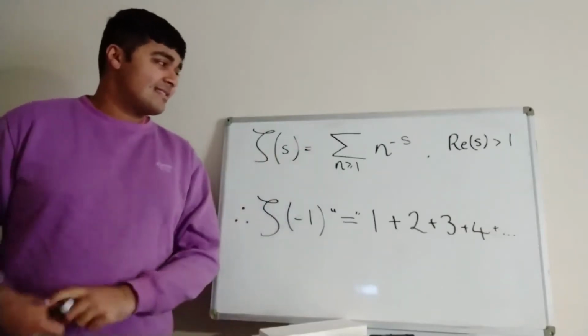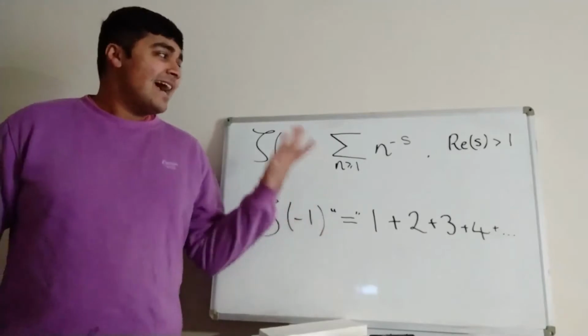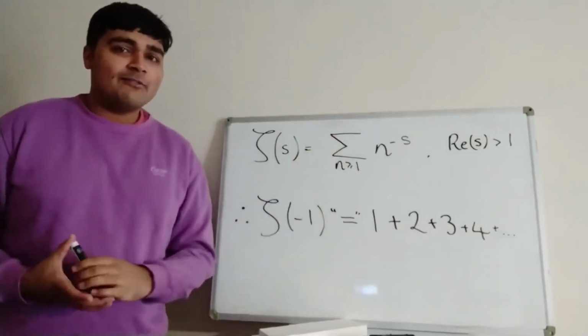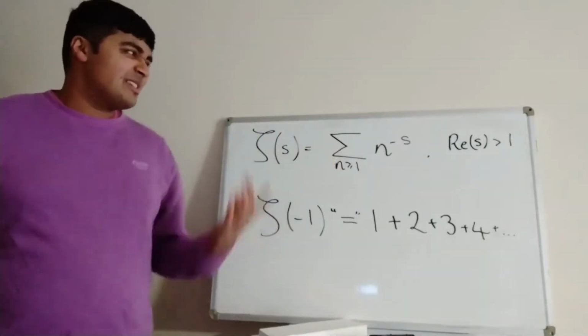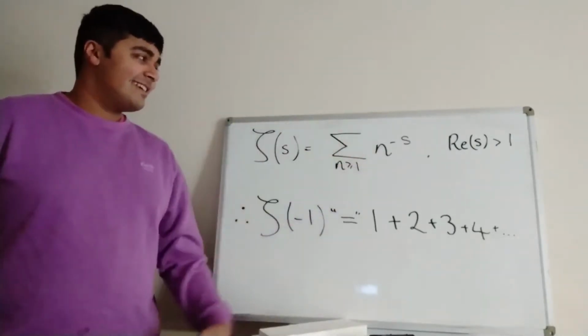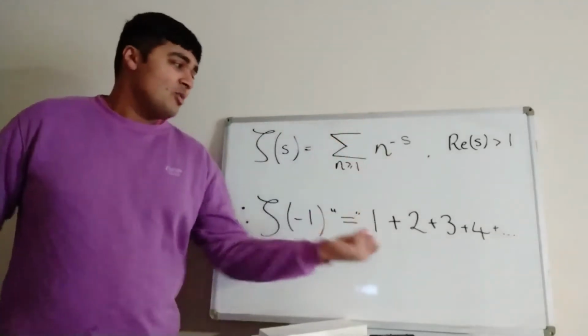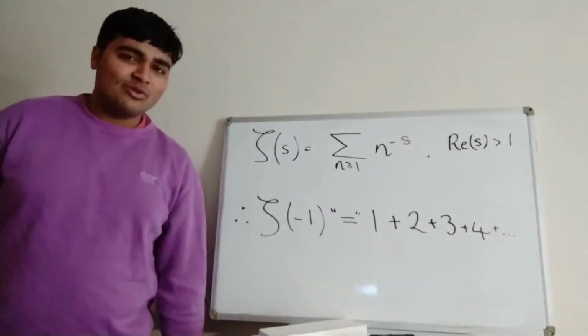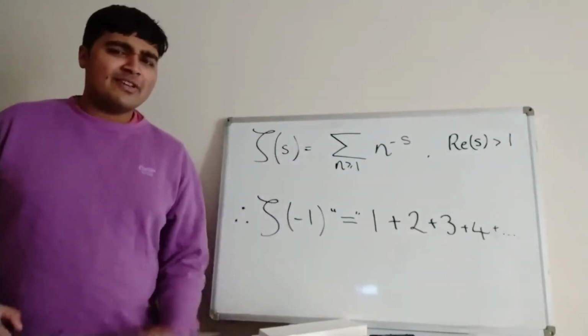So zeta of s is the sum from n equals 1 to infinity of n to the minus s, and this is only defined when the real part of s is bigger than 1. However, if we were to plug in minus 1 into this guy here, we get the sum from n equals 1 to infinity of n to the 1, which is just 1 plus 2 plus 3 plus 4 plus so on. But of course this thing here is only defined for real part of s bigger than 1.